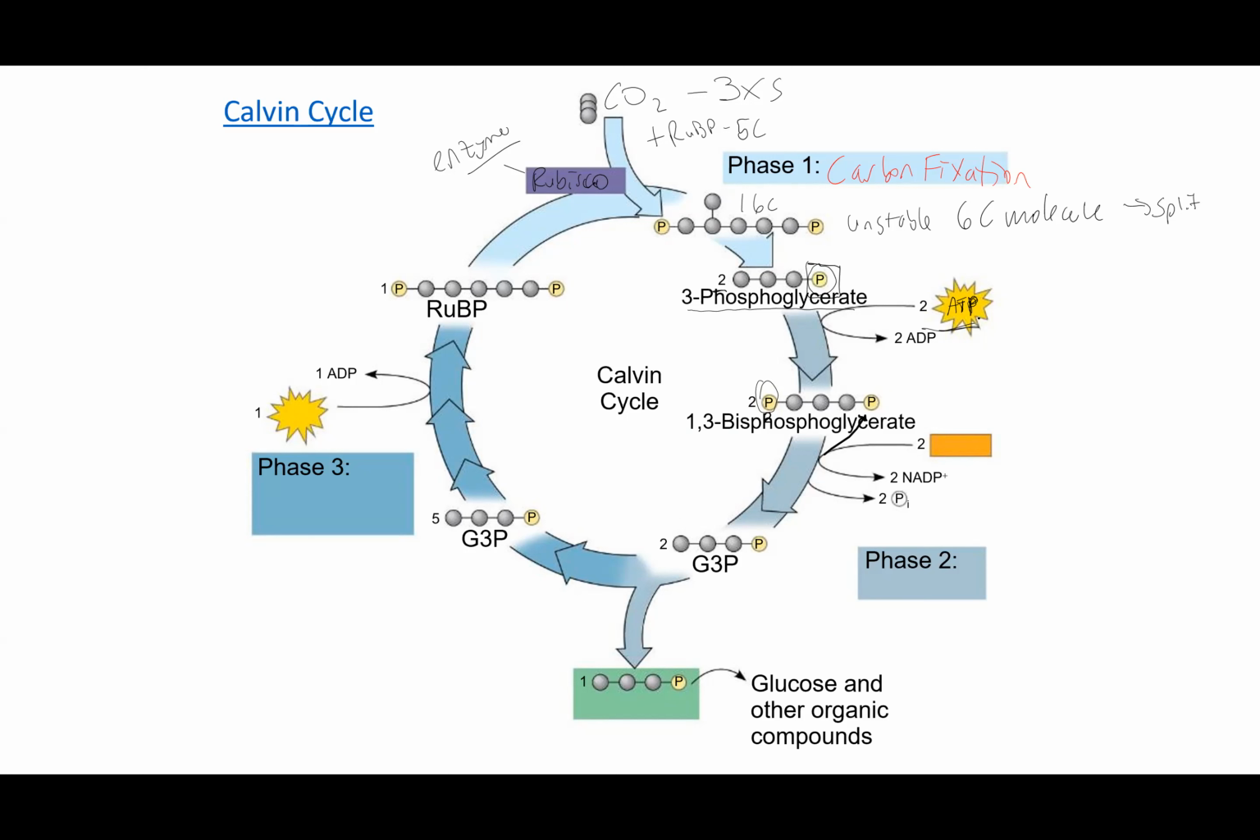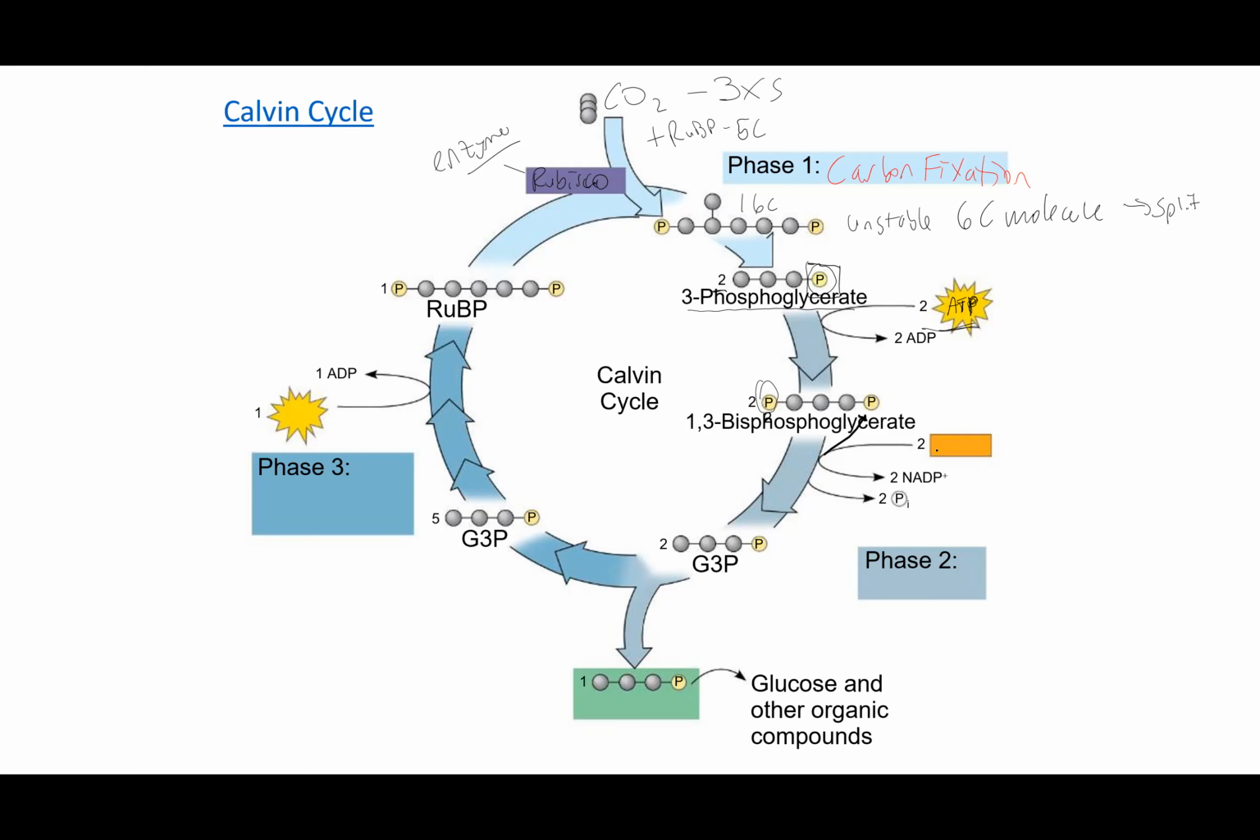But how many times are we doing this? We're going through the cycle 3 times. So how many ATPs am I really using? 6 ATPs. So now I have two 3-carbon molecules that have phosphate groups on either end.